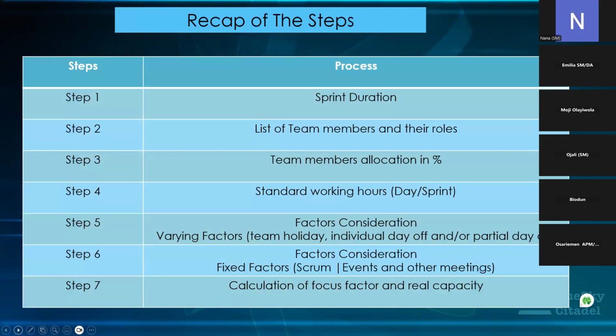Okay, so quickly a recap of the things you need to do. The first step is you need to know your sprint duration. You also need to list out the members and their roles, the people whose capacity you need to calculate. Like I said, it's just your developers and your testers. Your DA is also seen as a developer, so they will be on that list also.